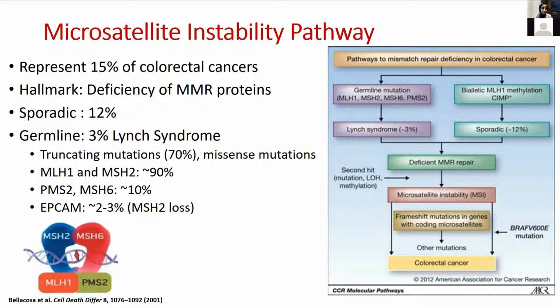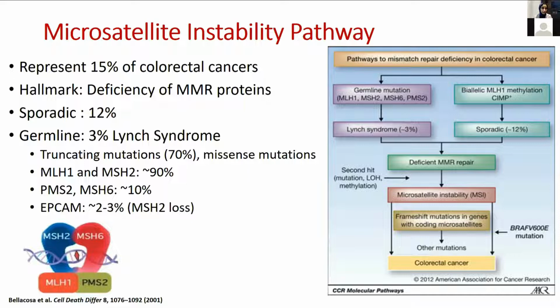I would also like to highlight that 70% of mutations in the context of Lynch syndrome are truncating, leading to loss of those proteins, but there is also a certain percentage of missense mutations, and these impact the enzymatic function of the protein without affecting the expression. So when you do the IHC, you can find those proteins expressed, but they have an impacted enzymatic function of repairing DNA.